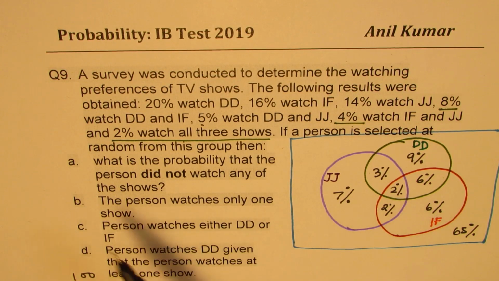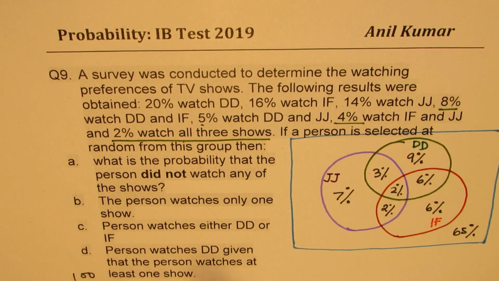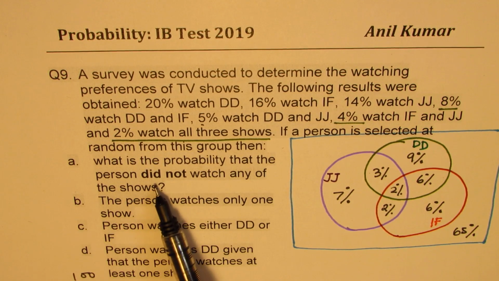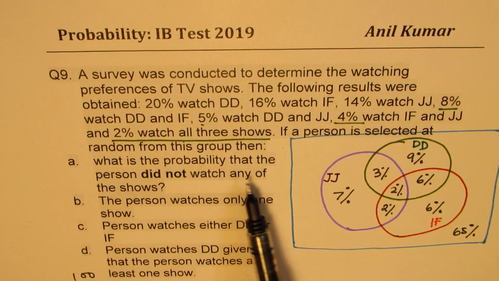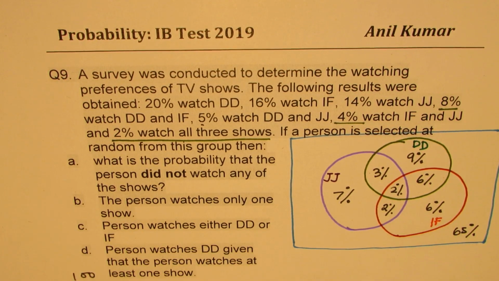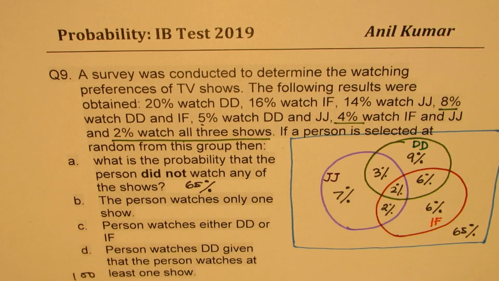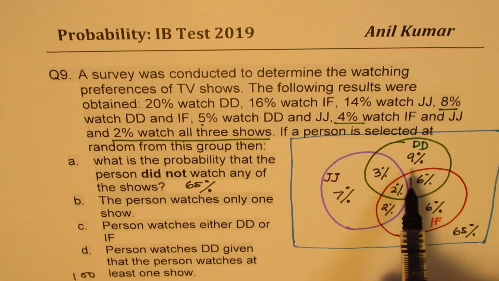Now we are in a good position to answer all these questions, but this is very important. Perfect. I hope that's clear. What is the probability that the person did not watch any of the shows? So that is 65%, right? So we got it. 65% is our answer. How did we find it? All we added, watching, take away from 100% and get your answer.